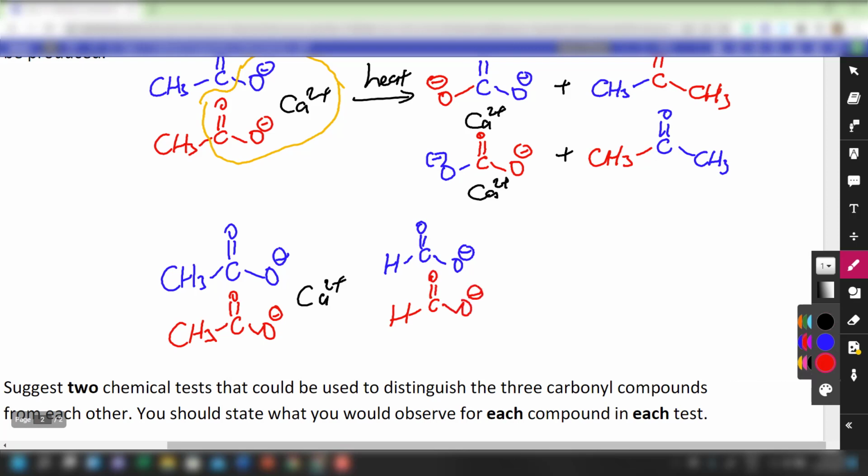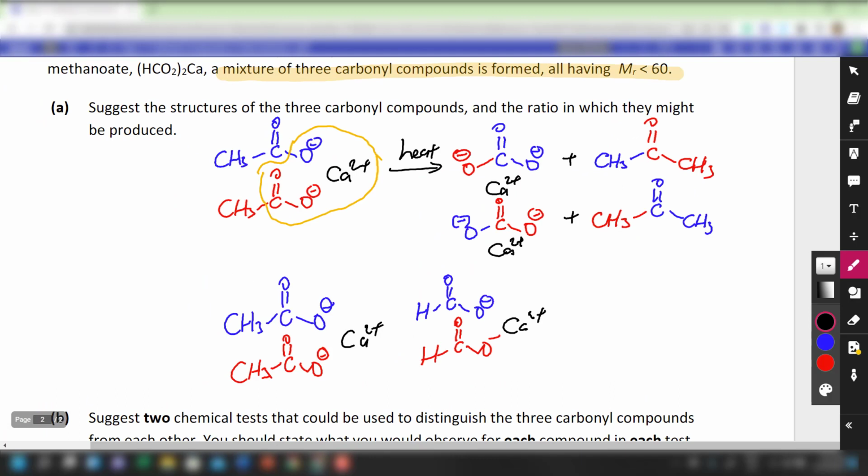Okay, and then with calcium 2 plus. Of course, now I'm not going to showcase to you all the possible combinations, because that will probably take up too much time. But there is one thing you can definitely conclude for sure.